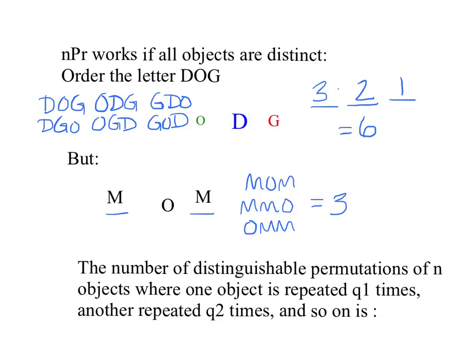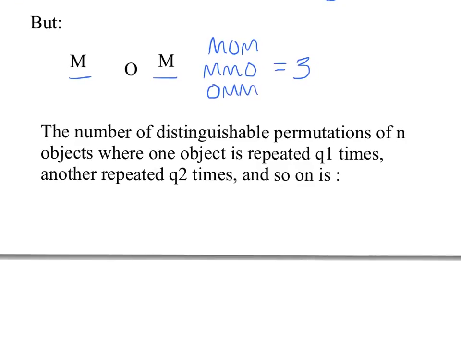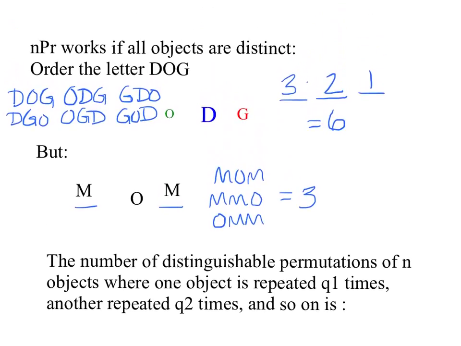And so we have a way of doing that without actually having to order them all yourself. Here's what you do. It says the number of distinguishable permutations of n objects where one object is repeated Q1 times, another is repeated Q2 times, and so on, is, well, here's what it is. You're still going to do your factorial. If you remember up here with DOG, this was really 3 factorial. You're still going to do that. For MOM, it's really just 3 factorial on top.